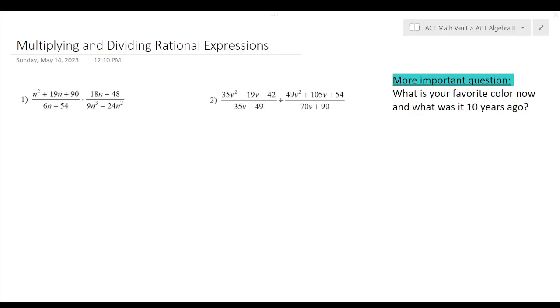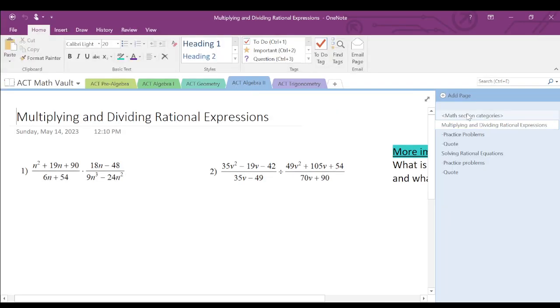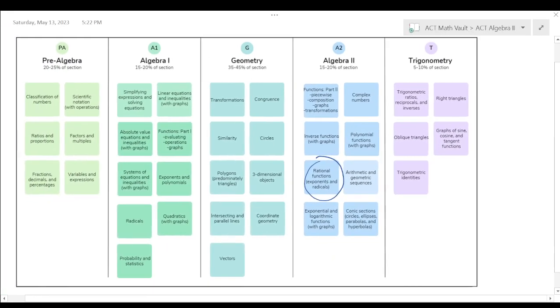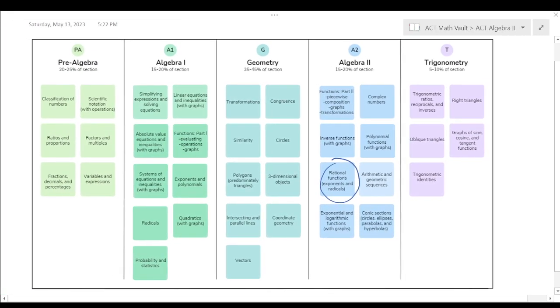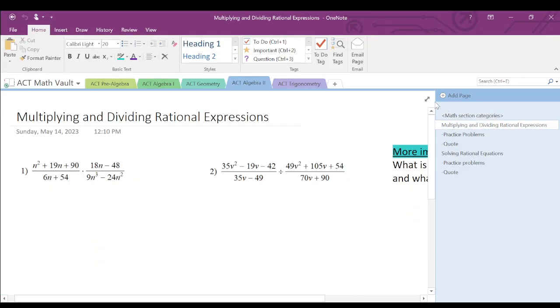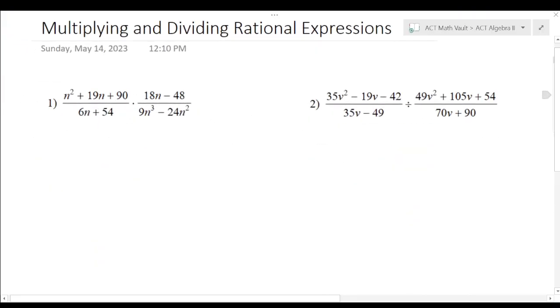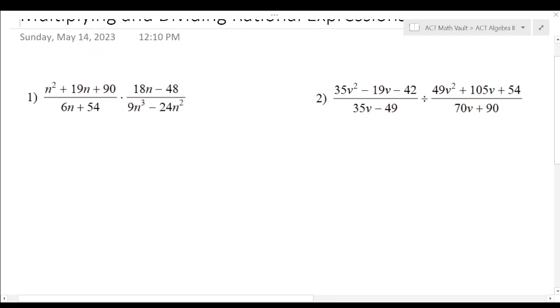Hi everyone, in this video I want to talk about multiplying and dividing rational expressions. Here are the problems that we'll do. This lesson falls under rational functions, which is an Algebra 2 concept. Technically, we have rational expressions that we are multiplying and dividing.